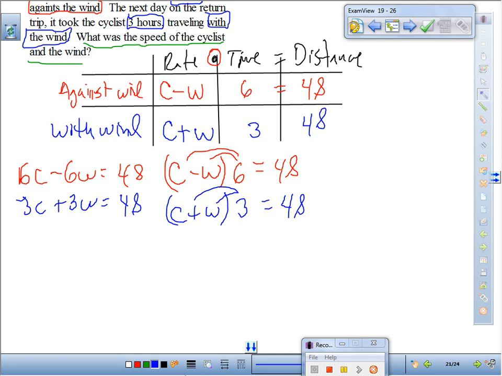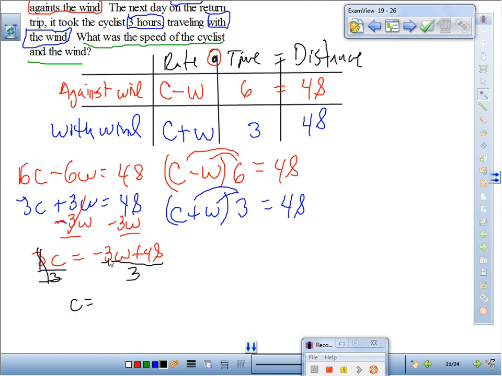Distribute. We already did. From there, can we eliminate any of the variables? No. However, can we solve one of these variables and use substitution for our last step? Yes. So let's solve this equation down here. Which one do you want to solve for, the C or the W? Okay, let's solve for the C. So therefore we subtract 3W, subtract 3W. We're left with 3C equals negative 3W plus 48. At the end, we divide by 3, divide by 3.